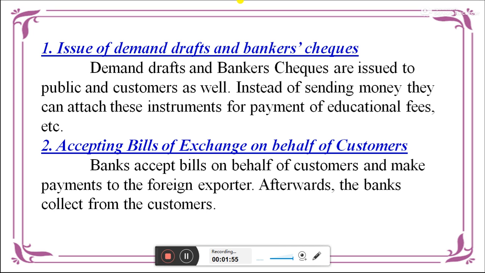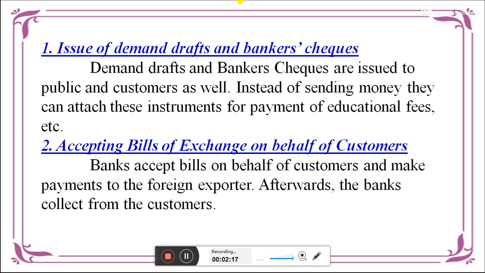Demand drafts and banker's cheques are issued to the public and customers as an instrument for sending money. They can use these instruments for payment of education fees etc. Not only for education fees but for any other purpose, we can issue demand drafts and cheques.